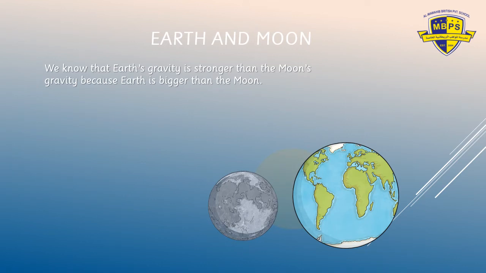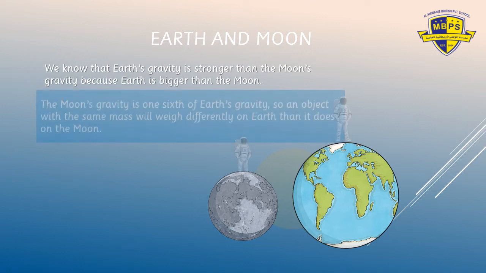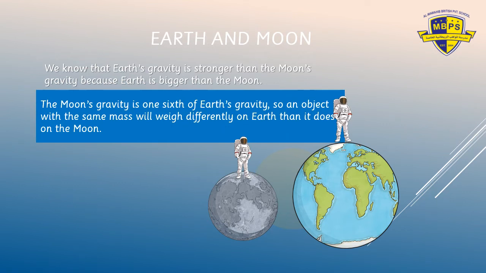We know the Earth's gravity is stronger than the Moon's gravity. Why? Because the Earth is bigger in size than the Moon. It has more mass than the Moon. The Moon's gravity, scientists have found out, is 1/6 of the Earth's gravity. So an object like an astronaut with the same mass, meaning his matter is not going to change when he goes into space, will weigh differently on the Earth than on the Moon.